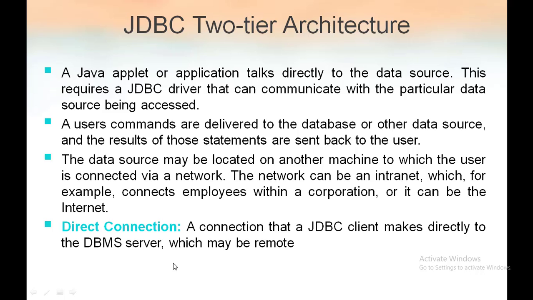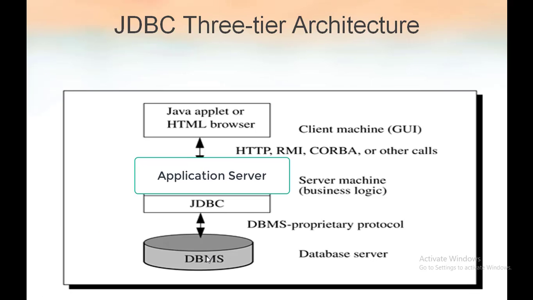JDBC three-tier architecture. Here your architecture is divided into three parts. First is your client machine, meaning your GUI, graphical user interface. Then middleware is available. Using middleware, your client machine makes the connection with the database. Middleware has the application server and JDBC. Last is your database server.